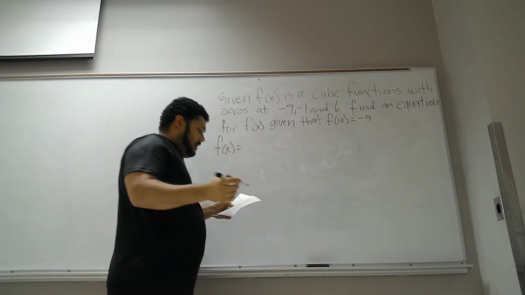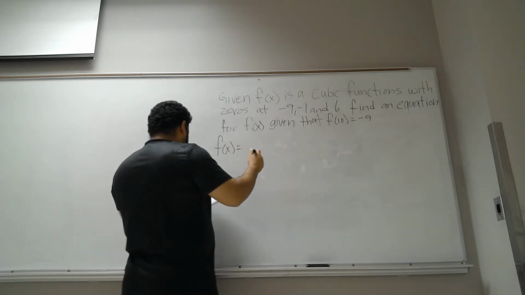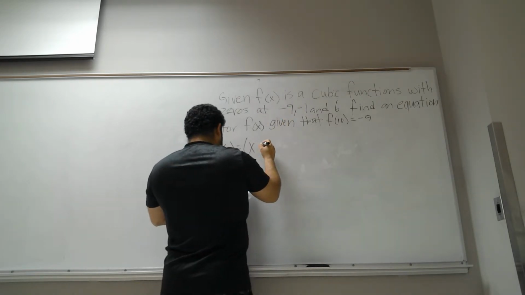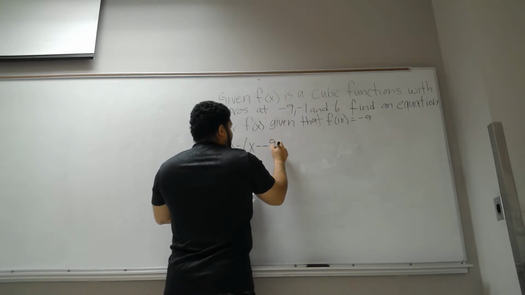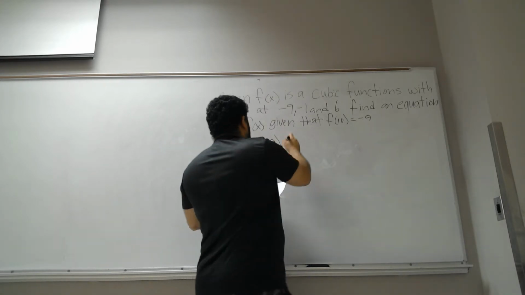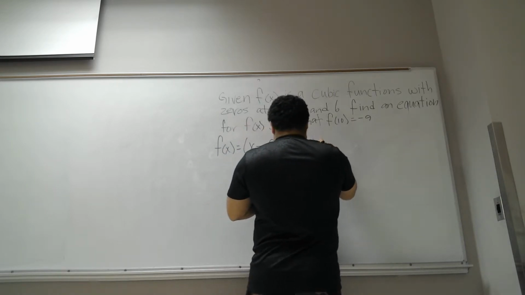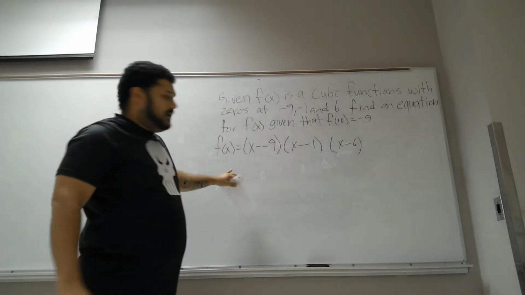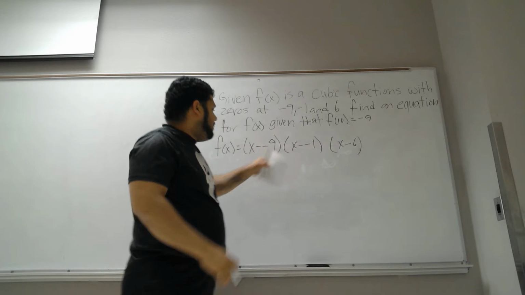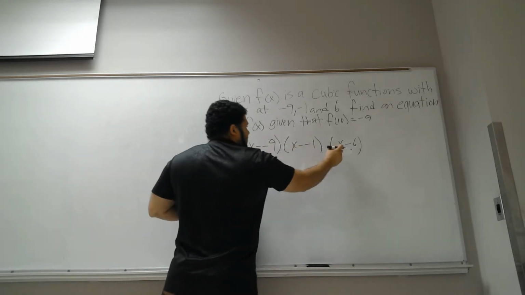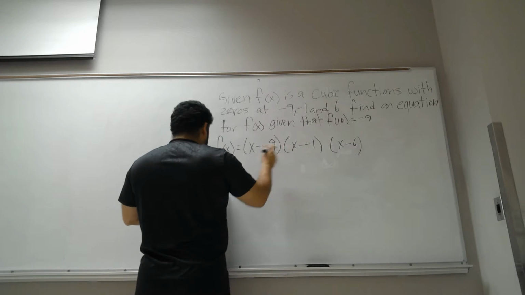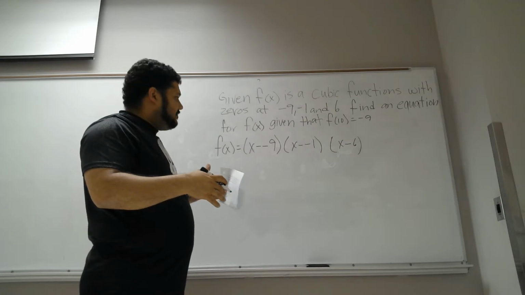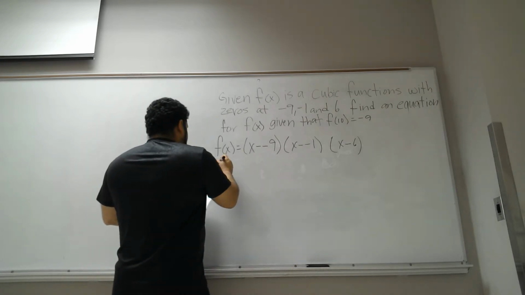So the first thing we're going to do is, on the f of x, we're going ahead and bring all the zeros, which is x equals negative 9, x minus 1, and x minus 6. So technically these are all the zeros for this problem right here. Then we're going to change these two signs to a more easy to solve form of the equation.